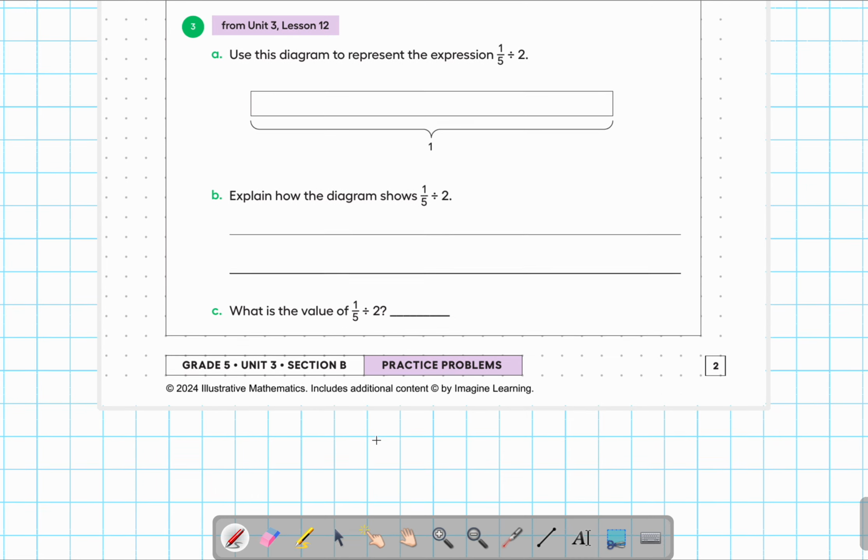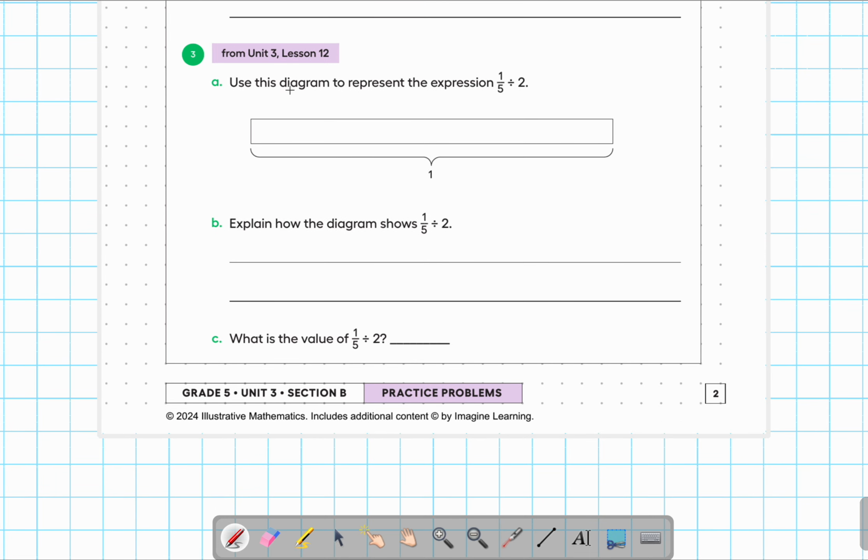Okay, let's look at the next one. Let's use this diagram to represent the expression 1/5 divided by 2. Okay, so first I'm going to draw my fifths. So let me go ahead and do that now. Let me try to draw it. So 1, 2, 3, 4, 5.